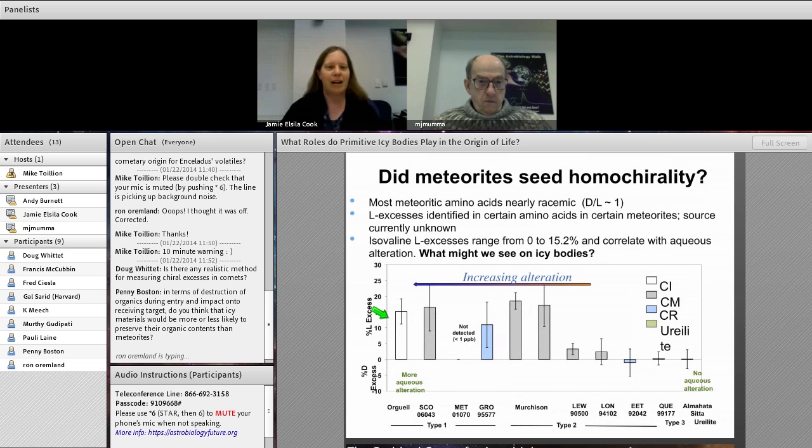I see Doug just asked about measuring chiral excesses in comets. I'm waiting for comet sample return for that to happen, I think.